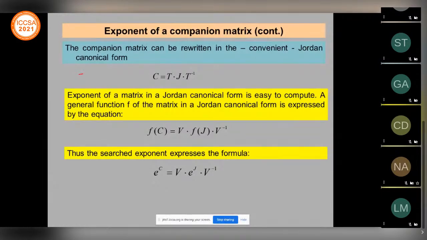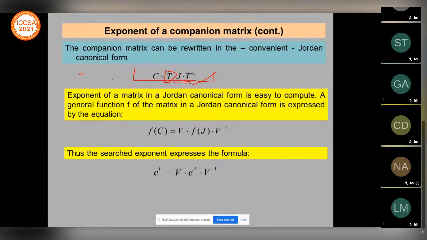The companion matrix can be written in the so-called Jordan canonical form. So the companion matrix is the similarity matrix multiplied by the Jordan block, the elementary block matrix, and the inverse of the similarity matrix. And the soul of the proposed method is that the similarity matrix for the companion matrix is just the confluent van der Monde matrix. So when we possess an efficient algorithm to invert it, we can also find the exponent.